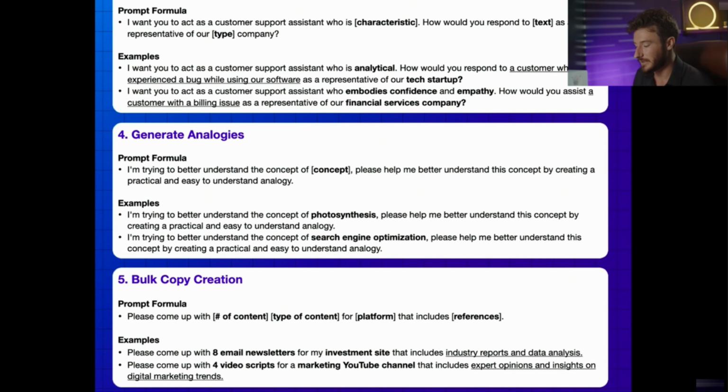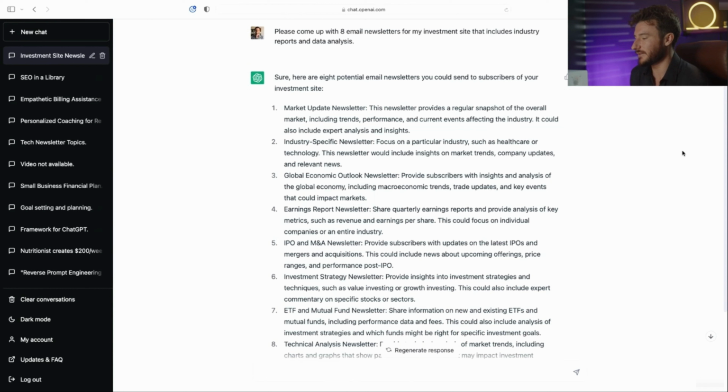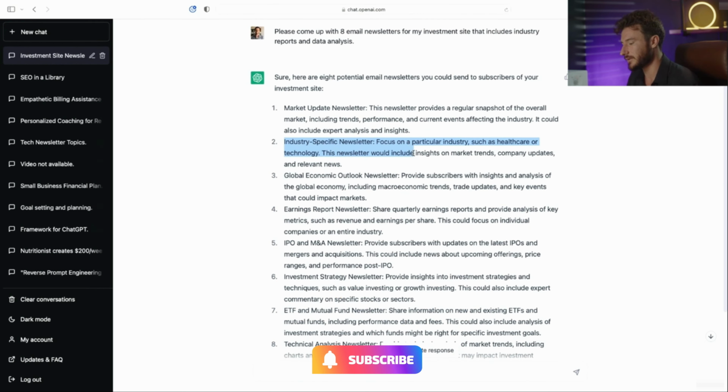So let's grab one of these examples and see what we get. We have: please come up with 8 newsletters for my investment site that includes industry reports and data analysis. And what we have here are 8 options to go after that are going to include what we want. So let's go ahead and go with number 2, industry-specific newsletter. Focus on a particular industry such as the healthcare field or technology. This newsletter should include insights on market trends, company updates, and relevant news.